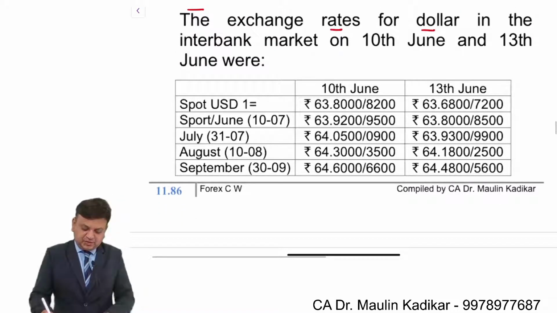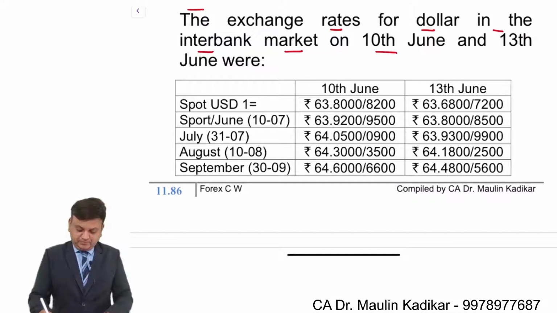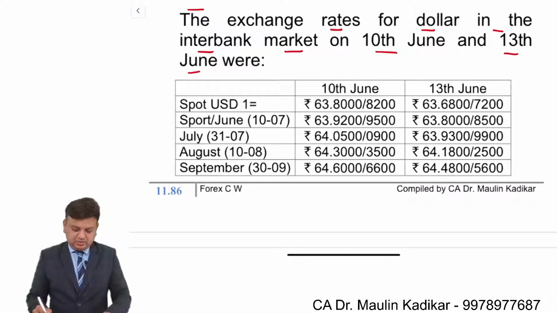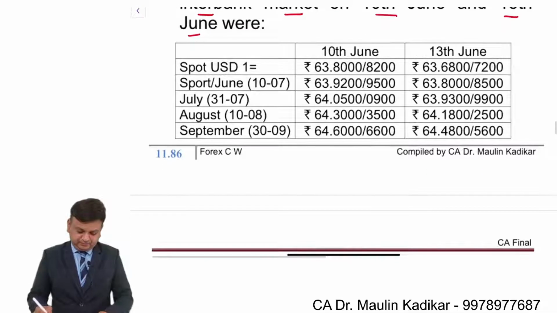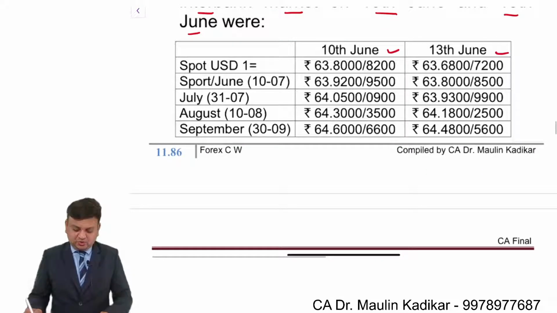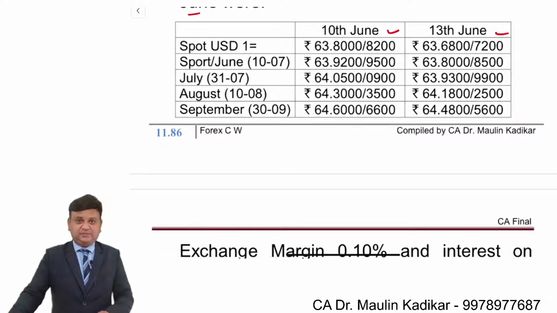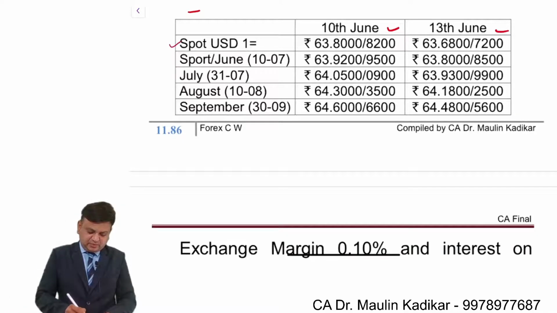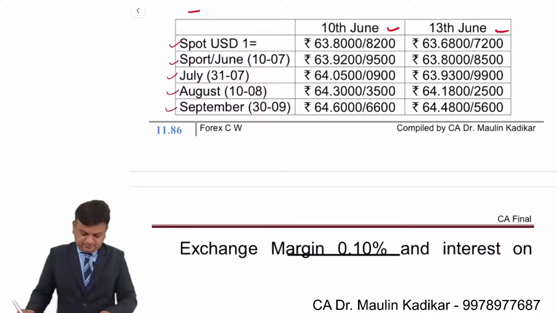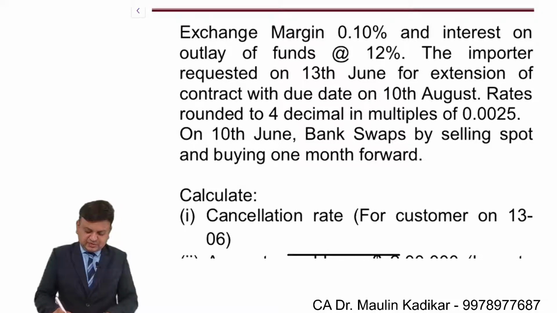The exchange rates for the dollar in the interbank market on 10th of June and on 13th June were as under. So on 10th of June and 13th June, the exchange rates are provided to us. Exchange rates have been provided on 10th of June and on 30th of June. The exchange margin is 0.10 percentage and the interest on the outlay funds is 12 percentage.